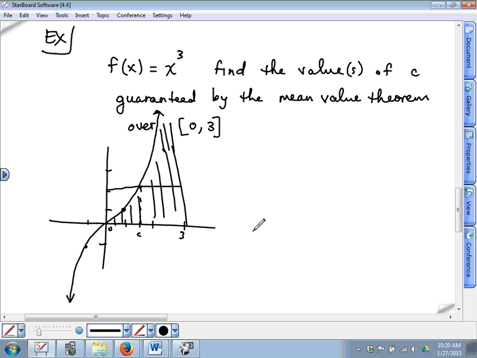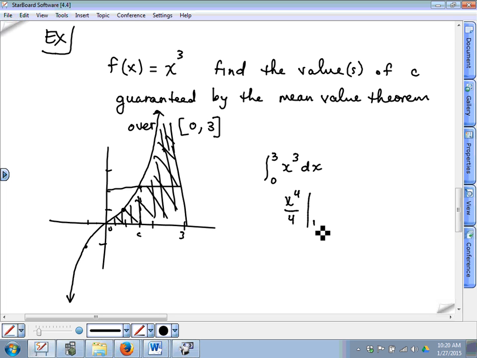So the way that you start this is we need to know the area under the curve. How do you find the area under the curve? You take the integral between 0 and 3. So we need to take the definite integral between 0 and 3 of x to the third dx. We need to know the area under the curve so we can figure out the area of the rectangle. You guys follow? So what's the antiderivative of x to the third?